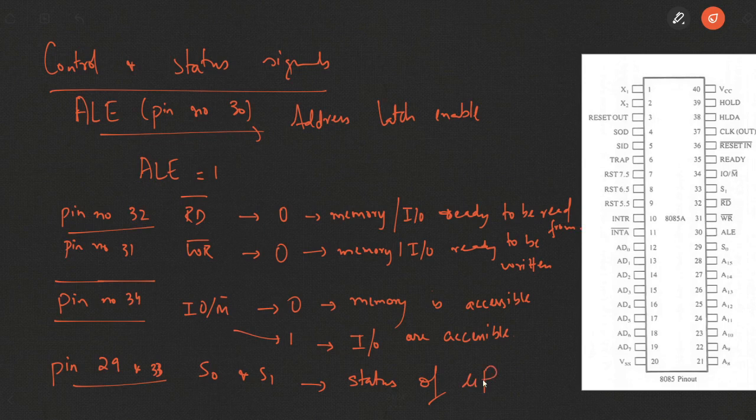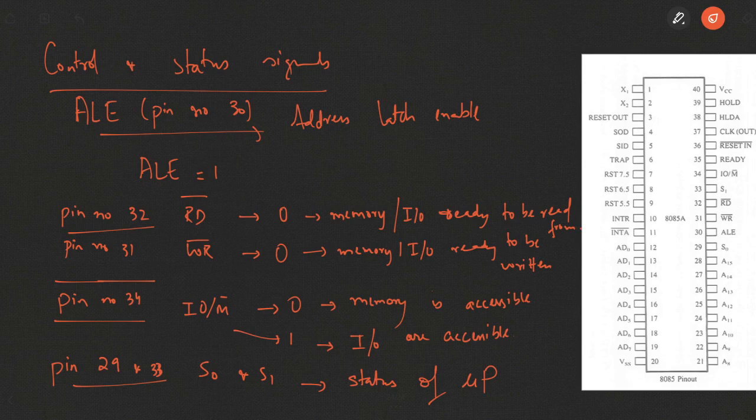So along with pin number 34, pins 29 and 33 give us the status of the microprocessor. These three combined help us indicate in which state the microprocessor presently is. Fine. So depending upon whether S0 is high or low, S1 is high or low, and IO/M bar is low or high, we can differentiate between different states of the microprocessor. As I said to you, it can be halt, hold, reset, IO read, IO write, memory write, depending upon the status of these signals.